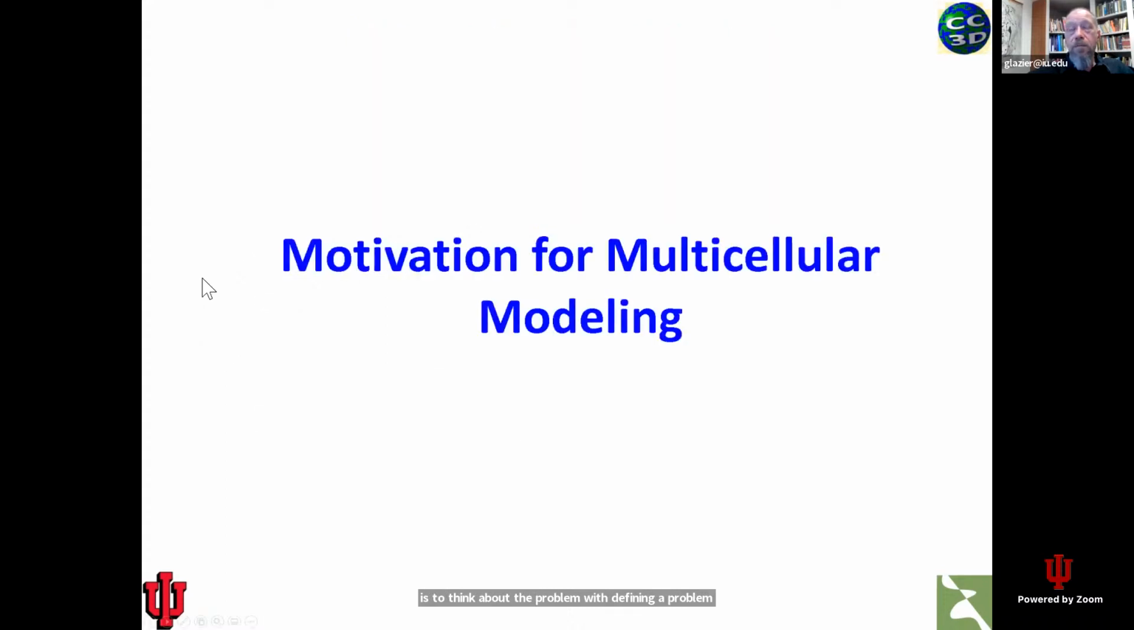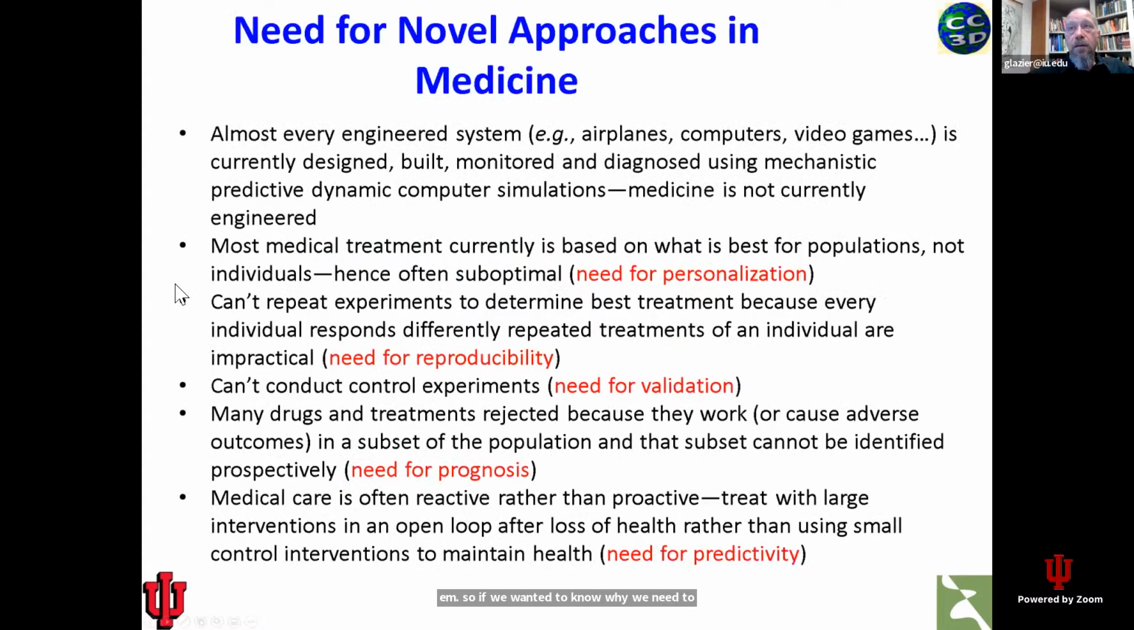So if we want to know why we need to build multicellular models, I come from bioengineering, and in the world of engineered systems, everything that we do is designed on a computer. And not only is it designed on a computer, there are computer simulations of how it works. And so we typically know how engineered systems are going to work before they're released into the wild. Now, they don't always work the way we think they will because our computer simulations aren't perfect. But nevertheless, most things that we encounter that are manufactured are designed.